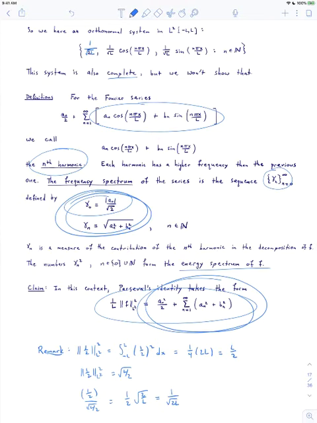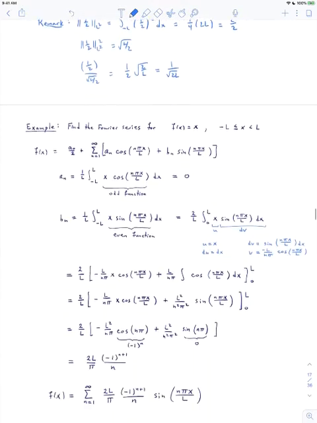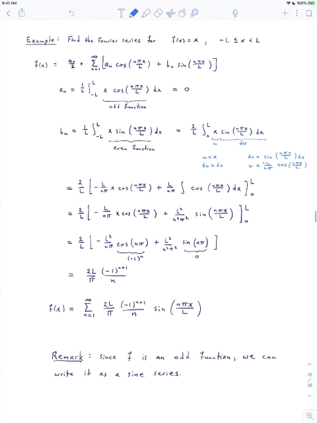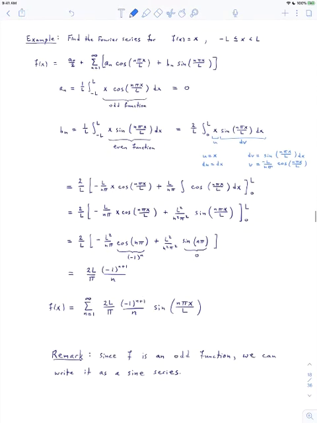It's easy enough to show based on Parseval's identity that we've already seen. You just rephrase it in this context. So let's work through a few examples. For our first example, let's find the Fourier series for the function f of x equals x on the interval from minus L to L, where L is some positive number.